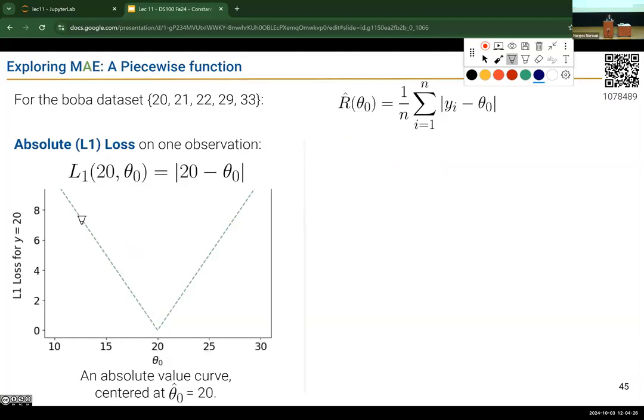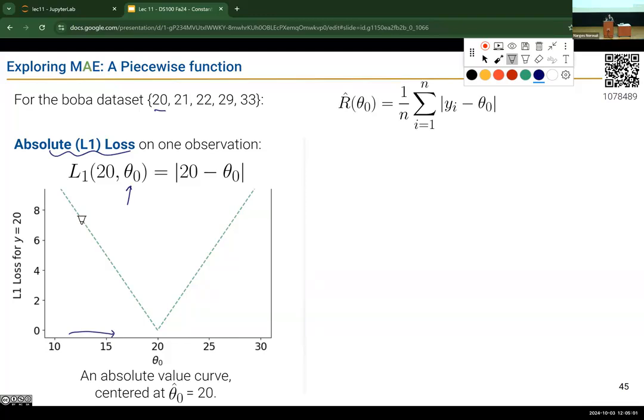So if I take a look at, for example, the L1 loss for a single data point, for this specific data point, for different choices of theta 0 value, again, notice that theta 0 is on the x-axis, I have different loss values, and it depends on whether theta 0 is less than 20 or above 20, because I have that absolute value sign. So sometimes the slope is negative, sometimes the slope is positive. That's basically the shape of this loss function for a single data point.